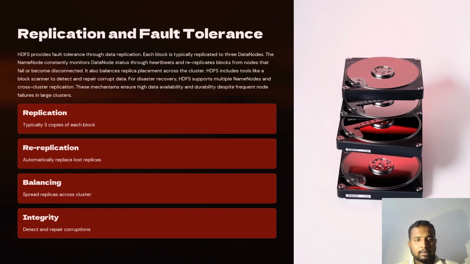First one replication, second one re-replication, third one balancing, fourth one integrity. Replication: typically three copies of each block. Re-replication: automatically replaces lost replicas. Balancing: spreads replicas across the cluster. Integrity: detect and repair corruptions.